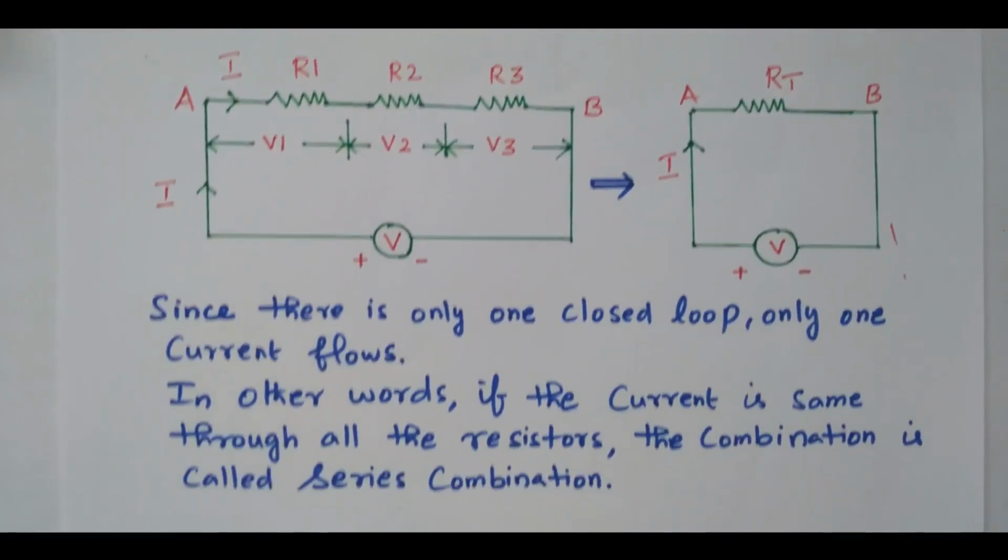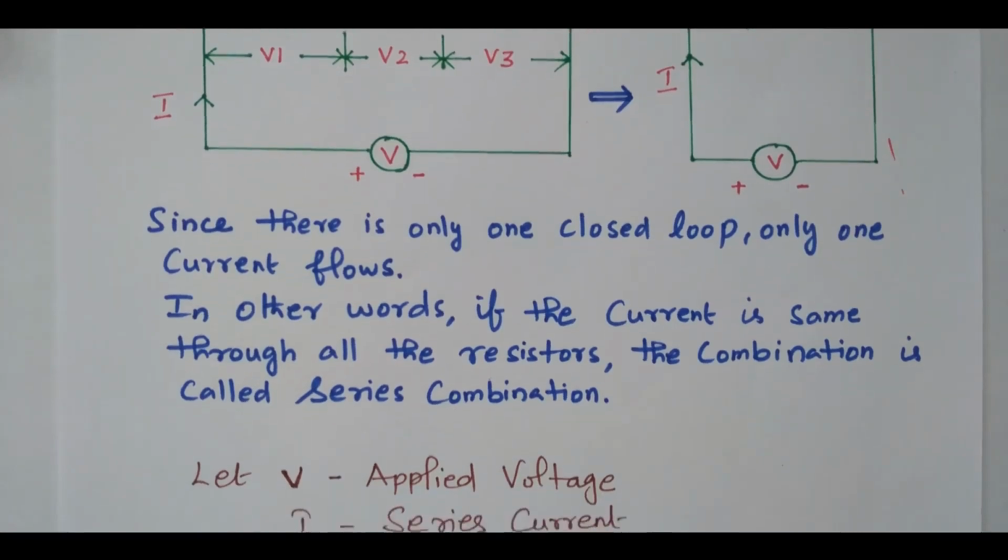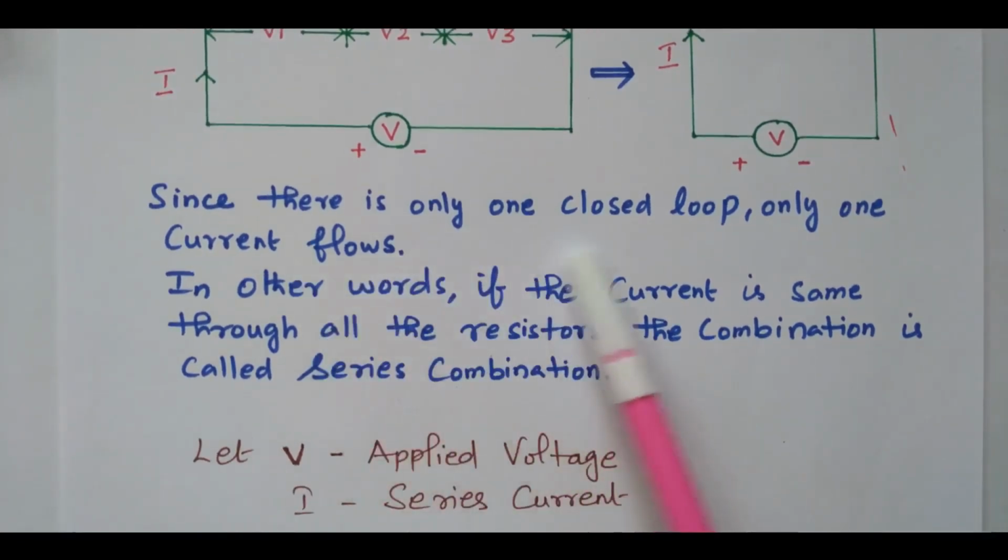Since there is only one closed loop, only one current is flowing. In other words, if the current is the same through all the resistors, this combination is called a series combination. The series combination is easily identified: if the same current is flowing in all the resistors, then the resistors are connected in series.